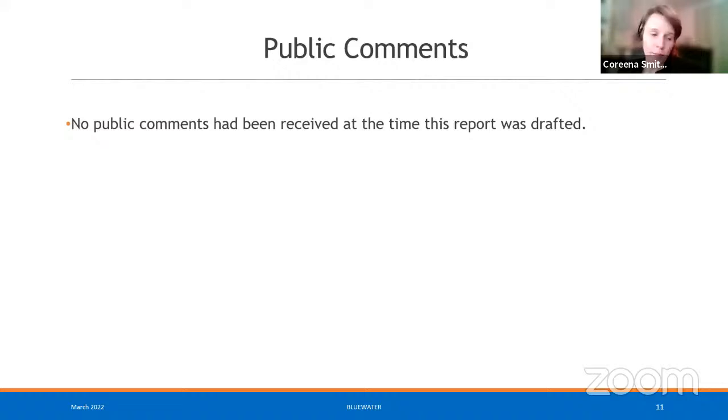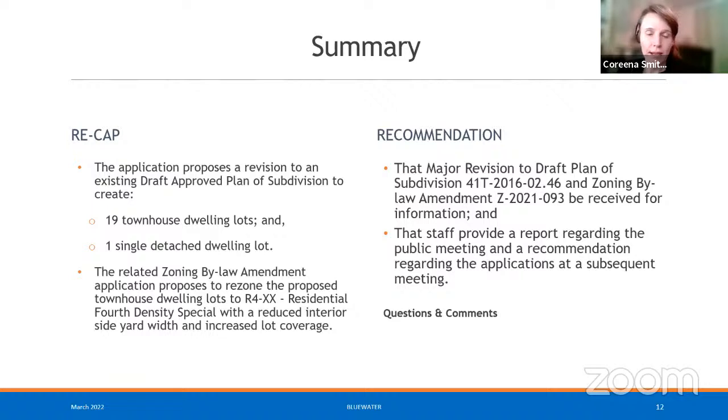There were no public comments provided on the subject applications. I did receive one inquiry from a member of the public, but hopefully answered the questions relating to that. There was no follow-up coming from that discussion. So just as a recap, it is a major revision to the draft plan of subdivision and a zoning bylaw amendment. Again, the zoning bylaw amendment only applies to the townhouse dwelling units and not the proposed creation of the single family lot. This report is being brought forward for your information, and I'll bring back a further report at a later date, but I'm happy to take any questions at this point.